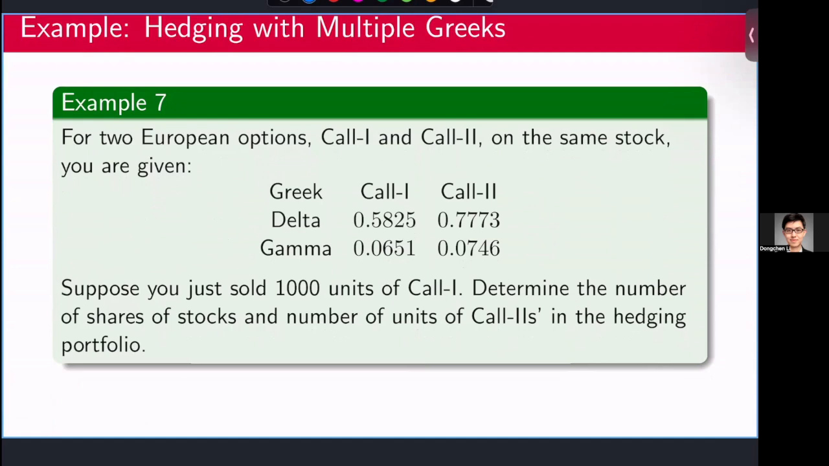Okay? So you're given both the delta and gamma of these two call options. Again, these are actually for long positions, right? And for short positions, you need to multiply the delta and gamma by -1, respectively. So in this case, your portfolio is a short position in 1,000 units of call 1. So then you want to construct a portfolio that is both delta neutral and gamma neutral.